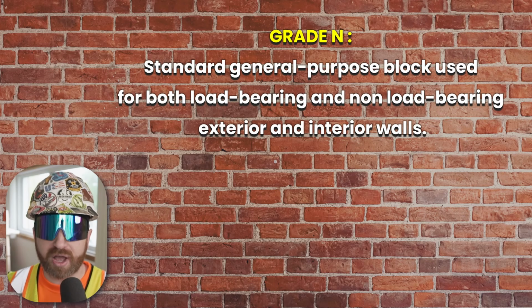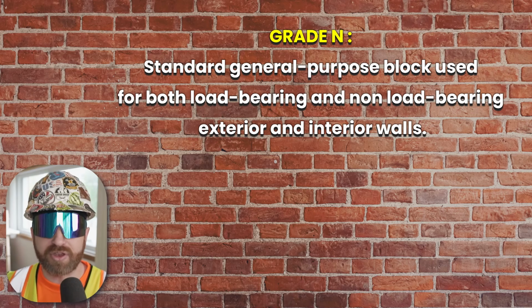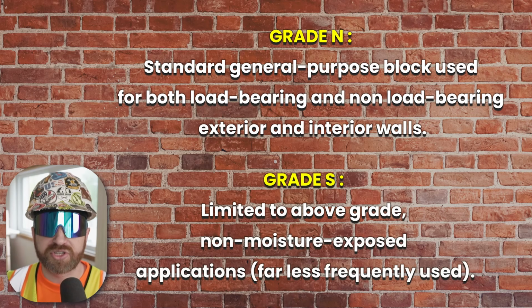Also, CMUs come in different grades, such as grade N, which is the standard general purpose block used for both load-bearing and non-load-bearing exterior and interior walls. And then you have grade S, which is just limited to above ground, non-moisture exposed applications, but type S or grade S is far less frequently used.